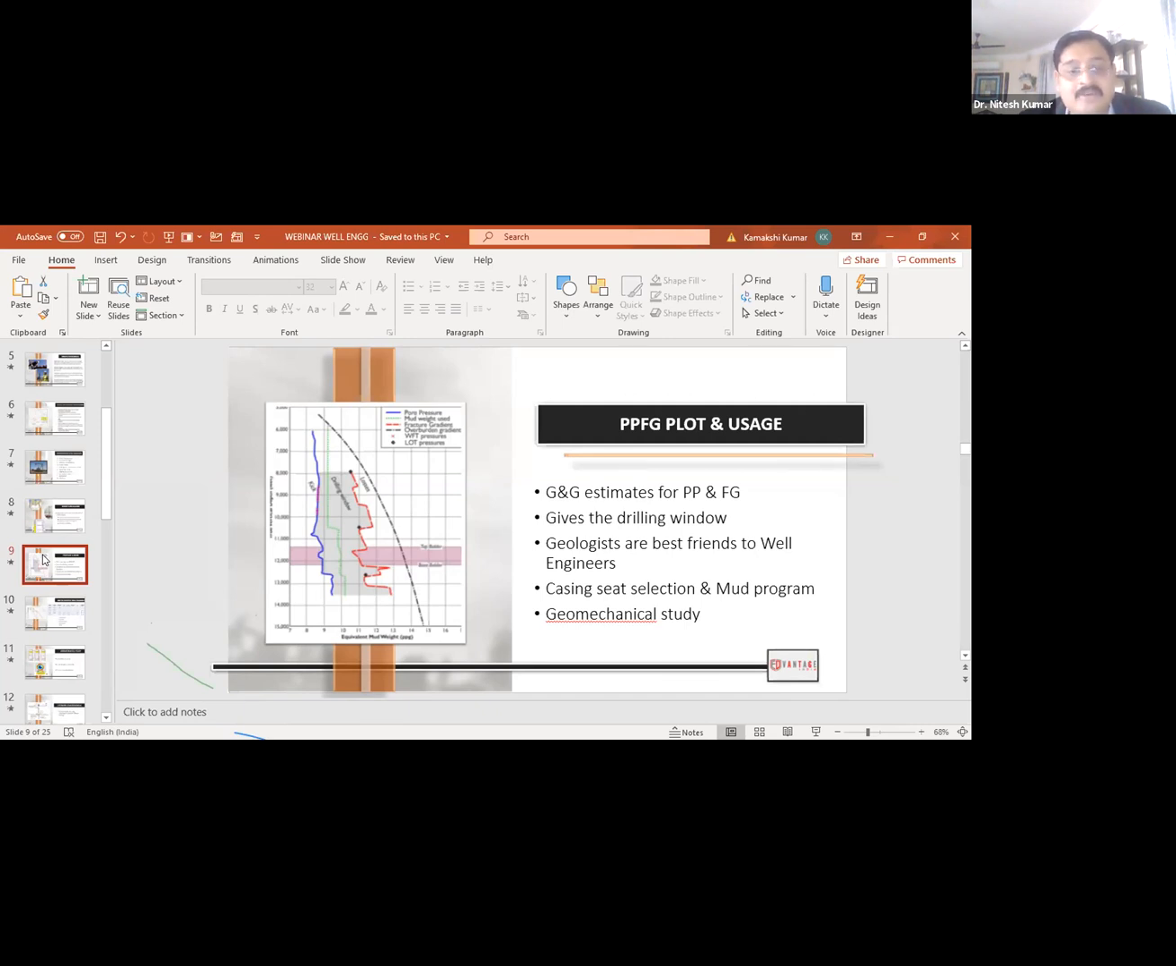Casing seat selection and mud program. You develop the seat selection and mud program based on this plot. And then, of course, you look at the geomechanical study. And what is it? It's the study of the stability of the formation, so the formation doesn't cave in. Your offset well data will be able to say something on this, and your geomechanical expert will give you a possible mud weight usage chart based on his detailed study. So with all that information handy, you start your well planning, basically.